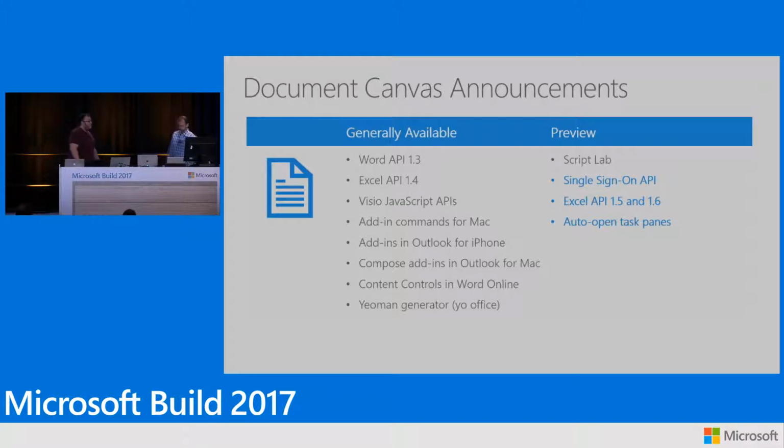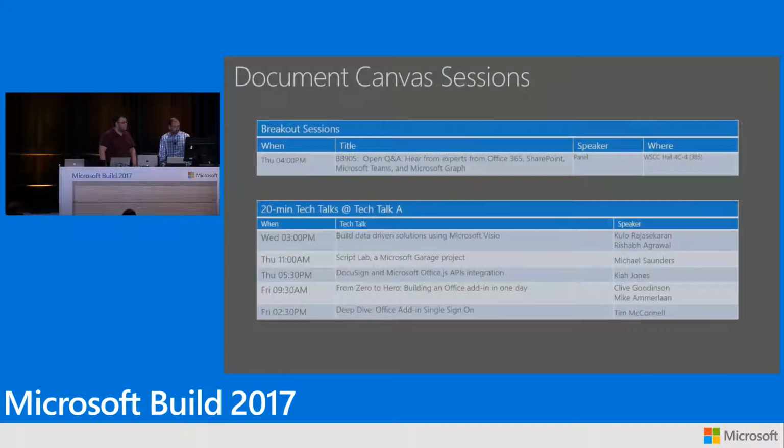Bunch of great announcements around the canvas. We talked about how there's a bunch of APIs generally available. You'll see us just shipping APIs as fast and furious as we can. Also making sure add-ins run everywhere users run Office. So we now have add-ins on Outlook for iPhone and on the Mac, all kinds of great places. We're excited about the new SSO API and bringing a bunch of new great functionality to the document canvas as well. We have a bunch of sessions here, especially a lot of tech talks around the document canvas.